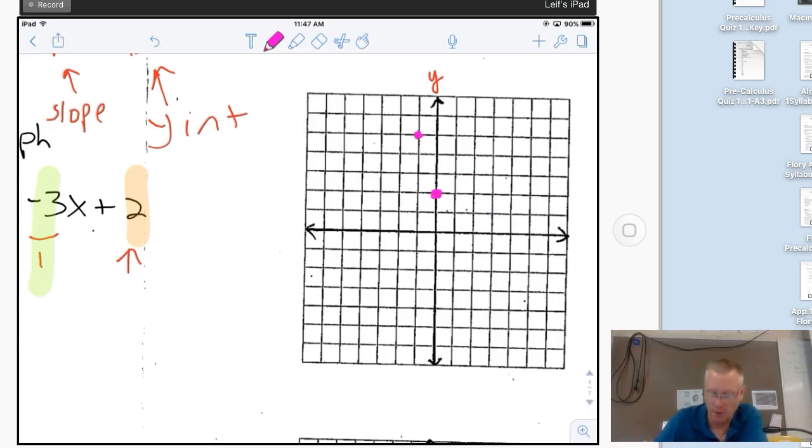I'm going to run out of space on my graph, so rather than do that, I'll go down and to the right, and that way I'll still have negative slope. Down 3, right 1, down 3, right 1. You want to have at least 3 points for your graph, and now I can make my line and put some arrows on it. Good form, if you're going to put more than one line on a graph, is to label your lines: y equals negative 3x plus 2. Then I could put another line over here and label that graph too.